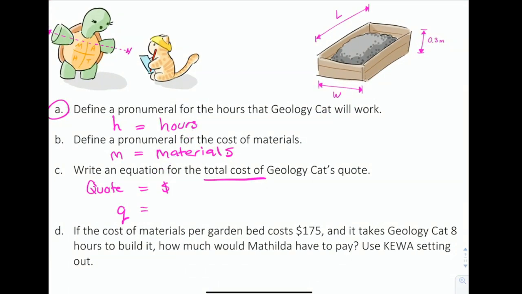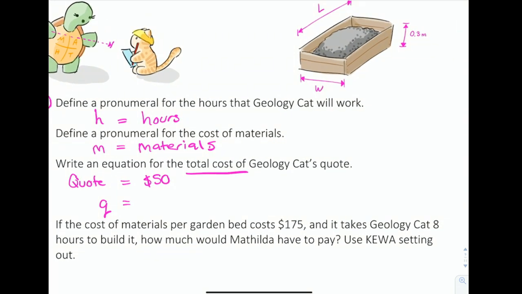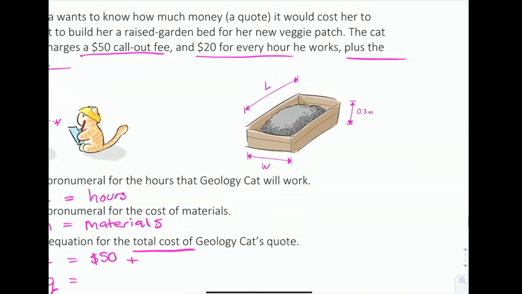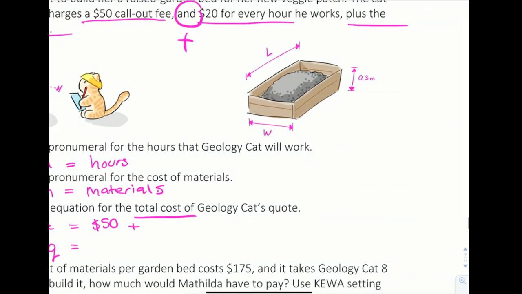A call-out fee is just the cost of showing up, okay? If you need to bring a truck as a laborer, it costs you money to go get your truck or rent a truck or do all that sort of thing. So you need to charge a little bit just to be there. Okay, it says and. So and to me means like a plus sign. So $50 and $20 for every hour he works.